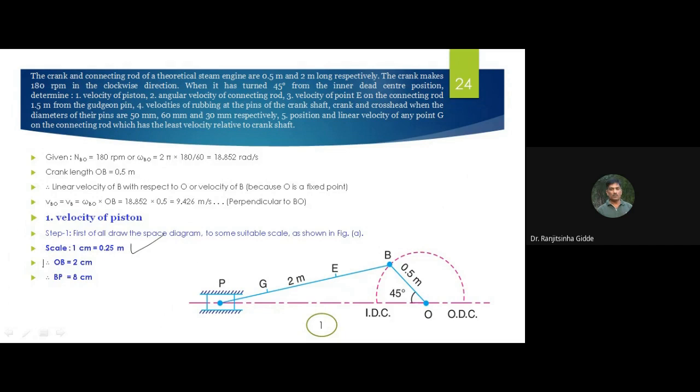Then OB, this is the crank. The crank length is given as 0.5 meter, so with 1 centimeter equal to 0.25, for 0.5 meter we can have 2 centimeter length. And for the connecting rod, 2 meter means for this BP, we can have 8 centimeter length.